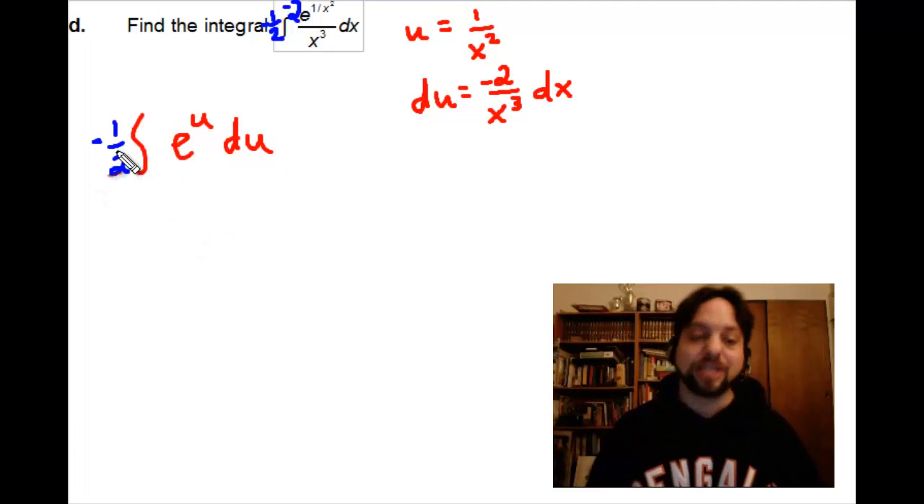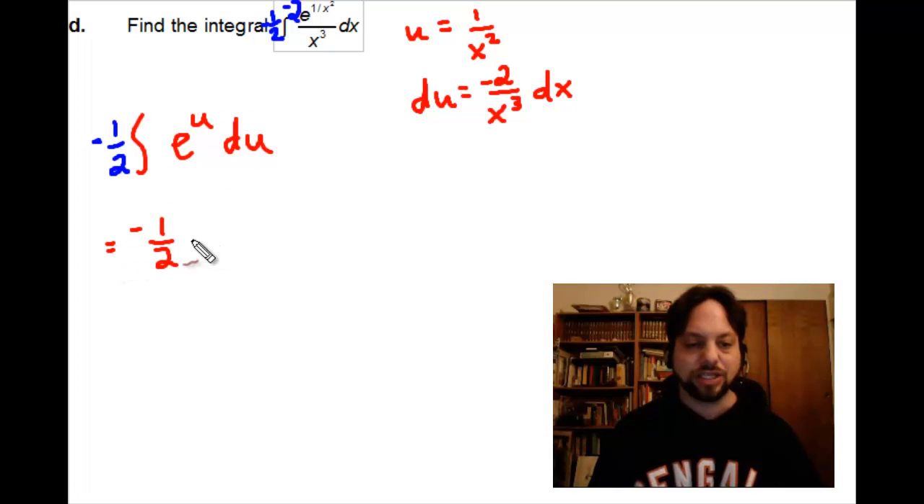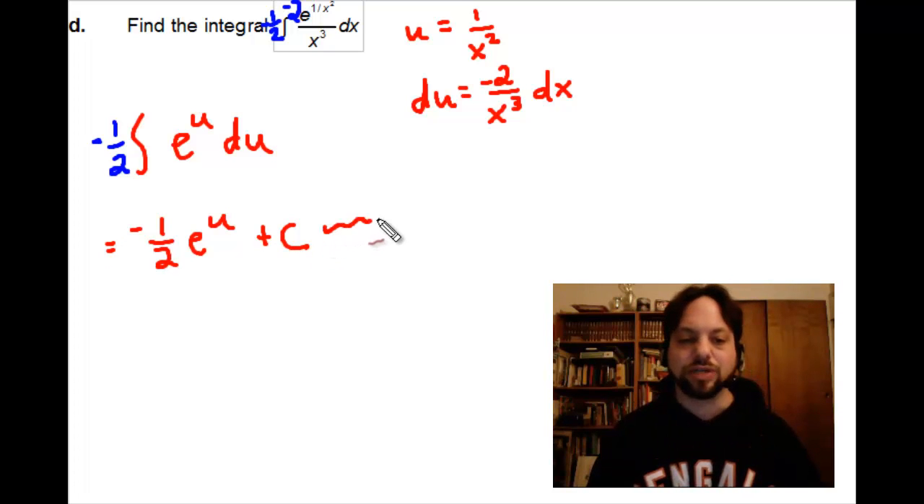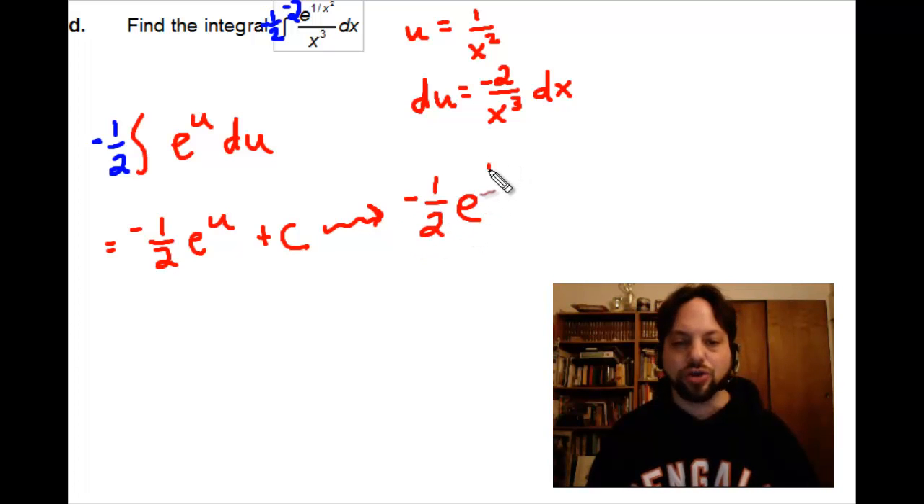And can we integrate this? Well, this looks a lot like the box that we just did. The integral of e to the u du is really just e to the u. And don't forget the plus c, of course. Now, our last step, we can't leave it this way. We do need to unsubstitute, if you will. So what we're going to end up with is negative 1 half e to the 1 over x squared, plus c.